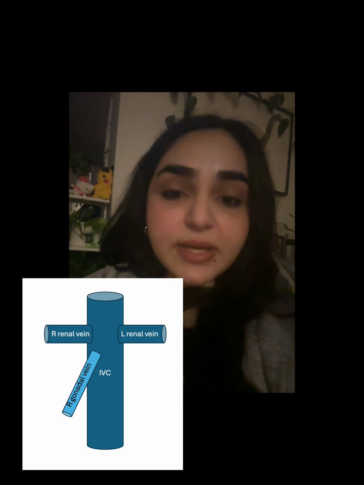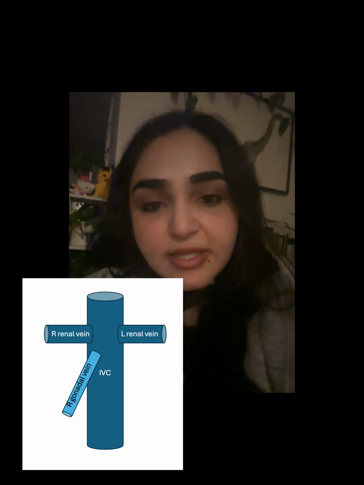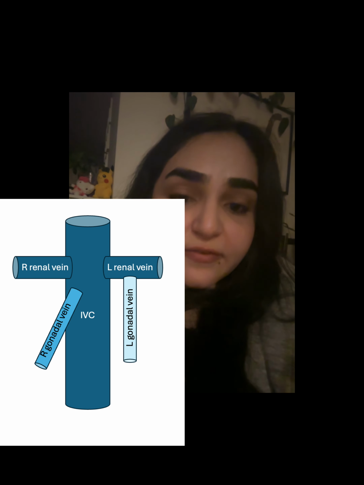If you've ever taken an anatomy course that's focused on the abdomen and the pelvis, you would have most likely been taught about the venous drainage differences between the left and the right gonadal veins. The right gonadal vein will drain directly into the inferior vena cava, and the left gonadal vein will drain directly into the left renal vein.